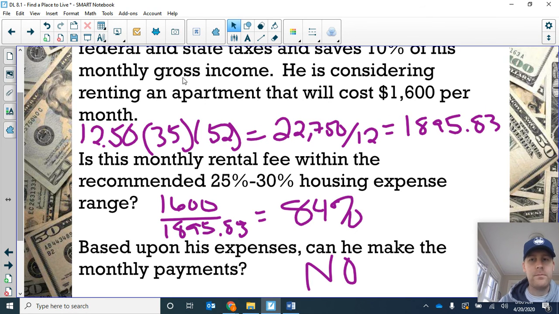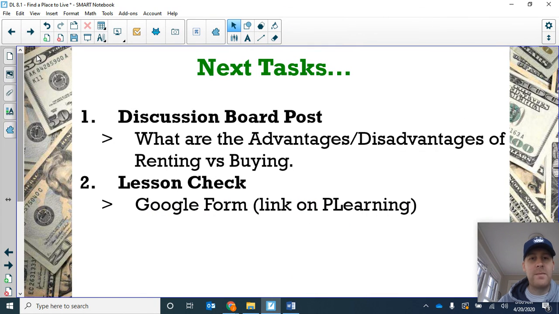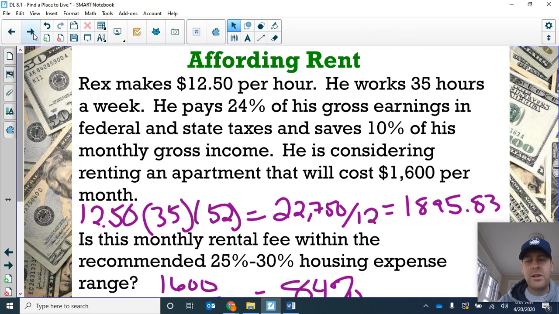Okay, so here we go. That's the big idea for today, guys. So next, what I want you guys to do is go back to the P-Learning page. Okay, post in that discussion board. Give me an advantage and disadvantage of both renting and buying, and then complete the lesson check. It's just going to be one question today, like one of the ones we did here. Okay, it should be nice and quick.